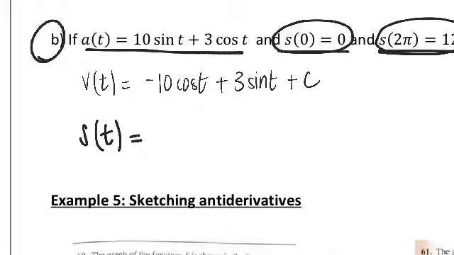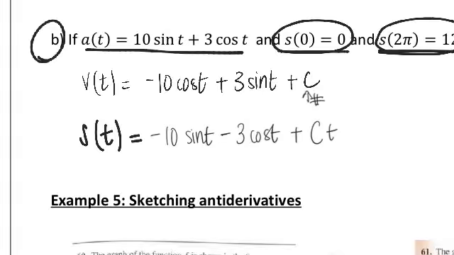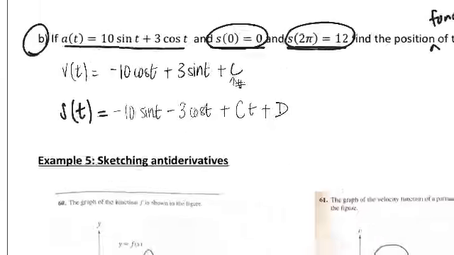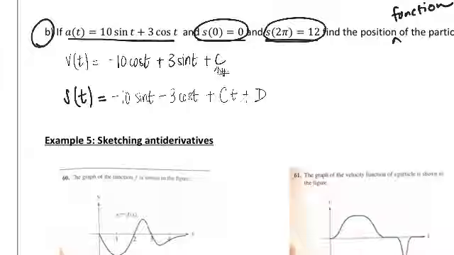So we'll go to S of t and say that that's equal to negative 10 sine t minus 3 cosine t plus ct, right? This is a number. So whatever it is, its antiderivative is ct plus d, okay? That will be my S. And then I can go off and find my two constants using the two initial conditions, right?